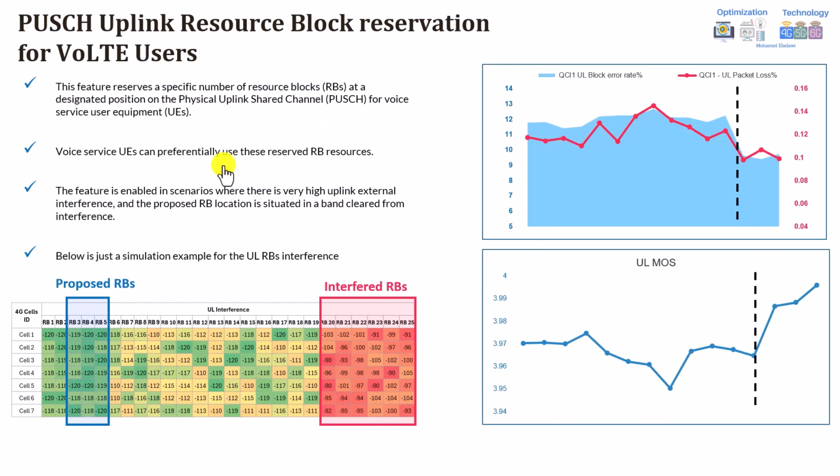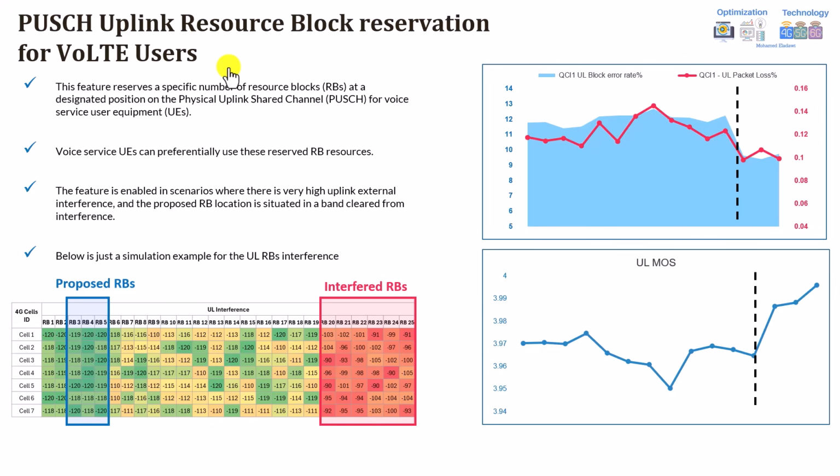The first feature we're going to cover today is called PUSCH uplink resource block reservation. This can have a different naming from one vendor to another, but the idea of this feature is very simple. You can reserve particular PUSCH resources to be used only by VoLTE users. It will be only reserved for VoLTE users and only used by them.